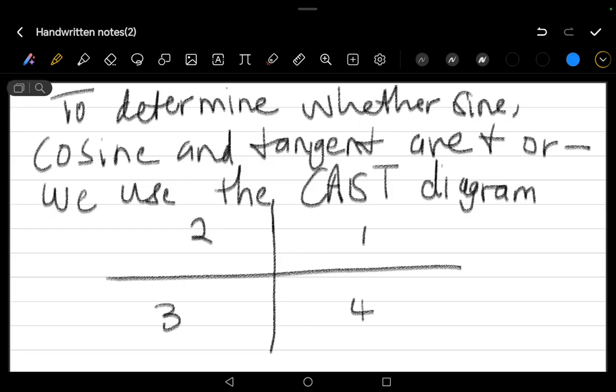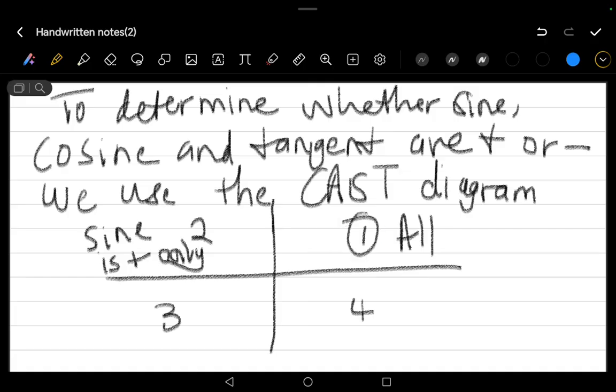So first quadrant, everything here, it's positive. Everything, cos, sine, tan, they are all positive. And then here on the second quadrant, sine, it's positive only. It's positive only on the second quadrant.